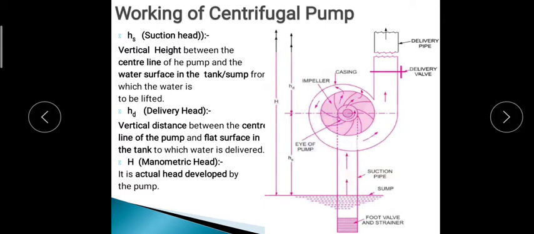Now, this is the eye of the impeller, which is the center of the impeller through which the liquid enters into the impeller blades. This impeller is mounted on the shaft of the electric motor. The electric motor is run by electricity.